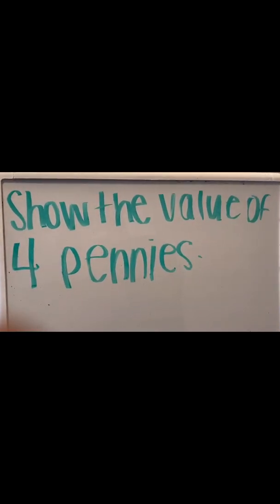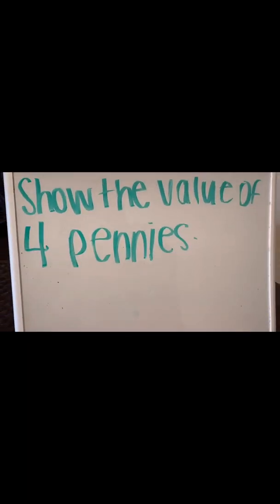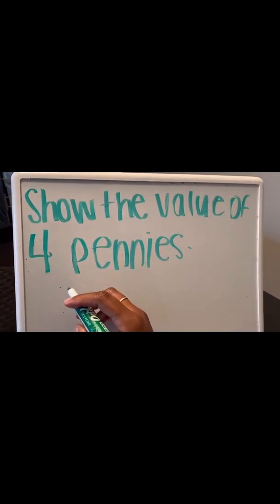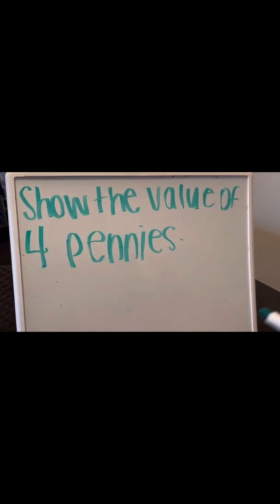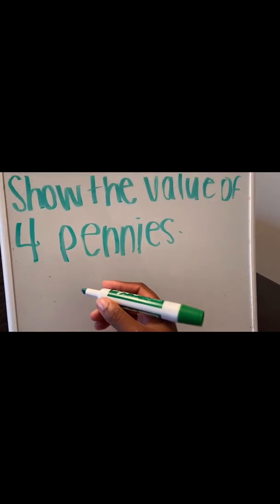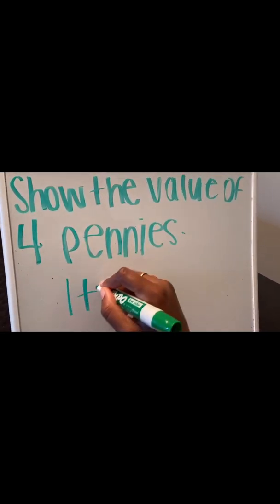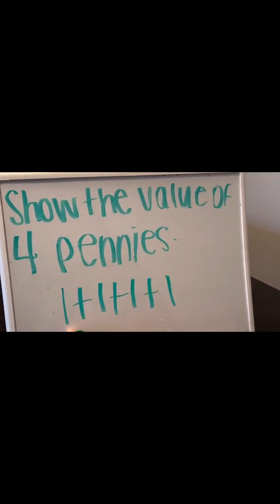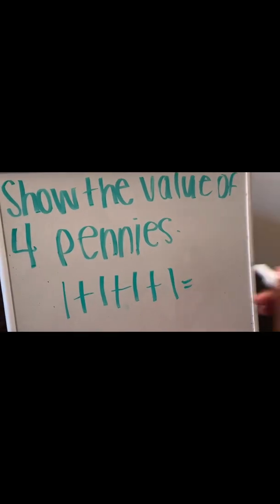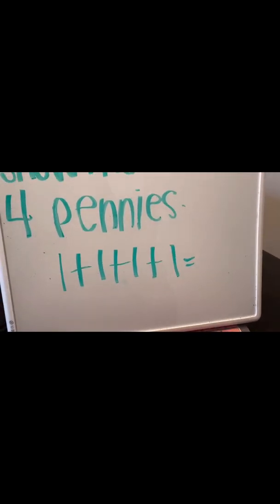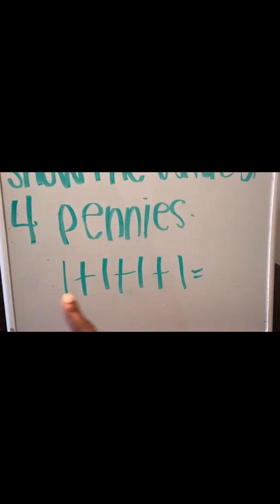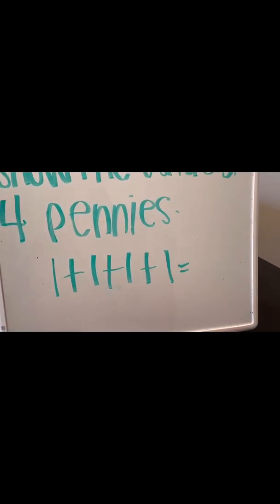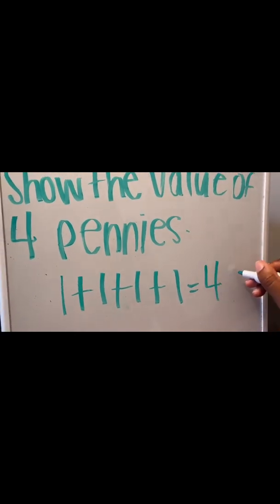Let's do another one. So show the value of 4 pennies. We know that pennies are worth 1 cent. So we're going to write a repeated addition sentence to match. It's telling us 4 pennies. So I need to write 1 plus 1 plus 1 plus 1. 1, 2, 3, 4. And we're going to count by ones because pennies are worth 1 cent. 1, 2, 3, 4. So the value of 4 pennies is 4 cents.